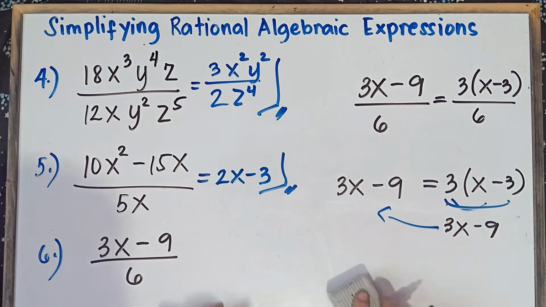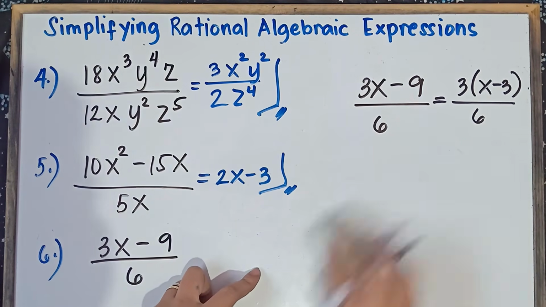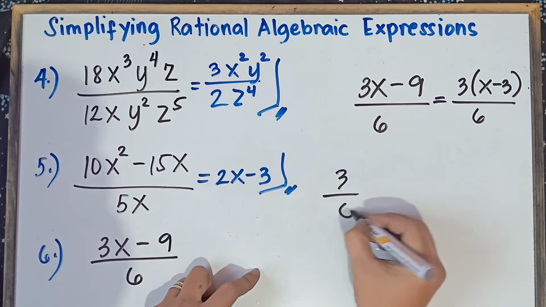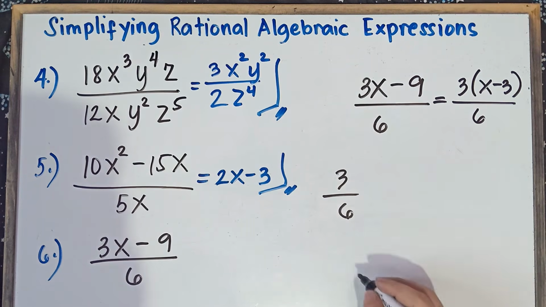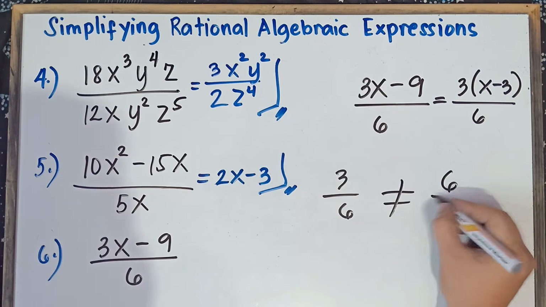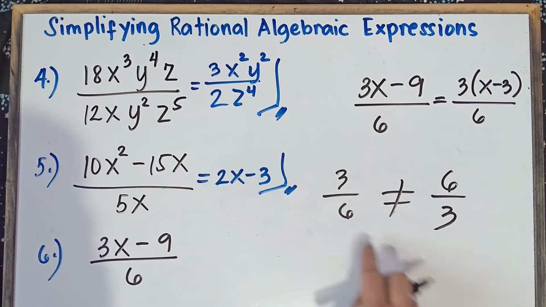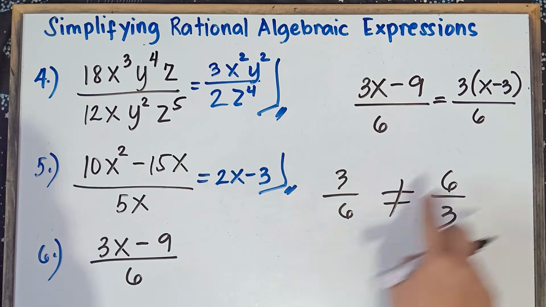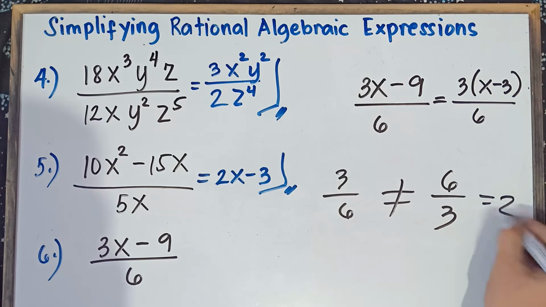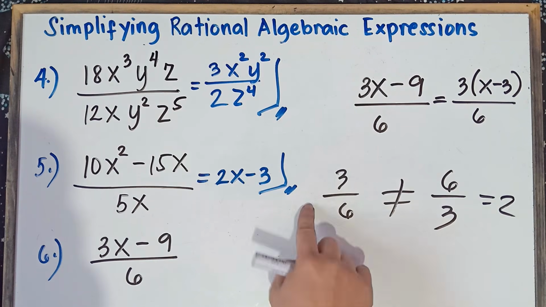Alright, so next step, class, can we divide? Can we divide 3 by 6, class? Nope, you can never divide that one, class. 3 divided by 6, you will get a decimal answer. Once again, class, 3 divided by 6 is not the same as 6 divided by 3. This is very different, class. 3 divided by 6, this is 0.5. 6 divided by 3, that would be 2.